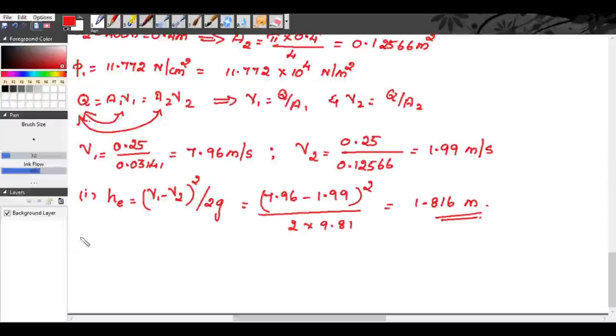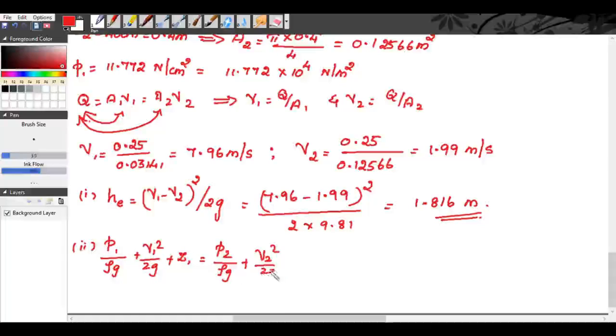So pressure intensity in the large pipe, that is second, we need to find P2. In order to find P2, we will apply Bernoulli's equation. Bernoulli's equation is P1 by rho G plus V1 square by 2G plus Z1 is equal to P2 by rho G plus V2 square by 2G plus Z2 plus here the losses, which is losses due to enlargement.